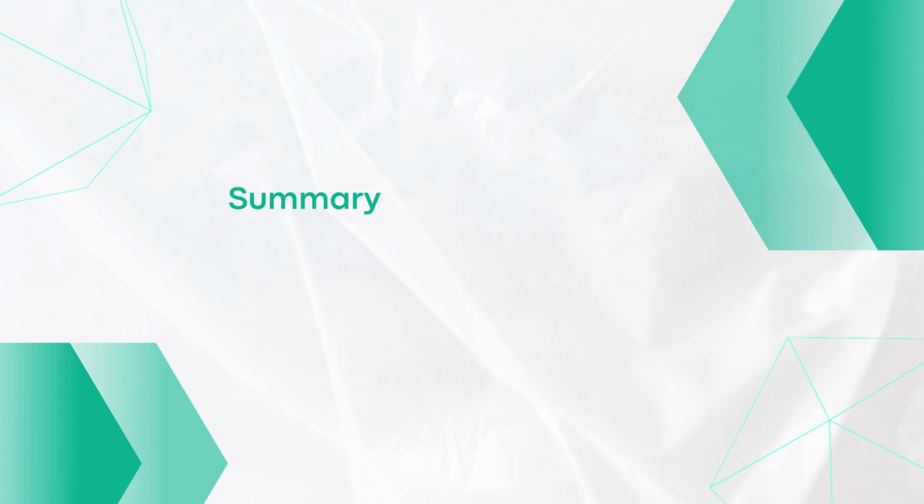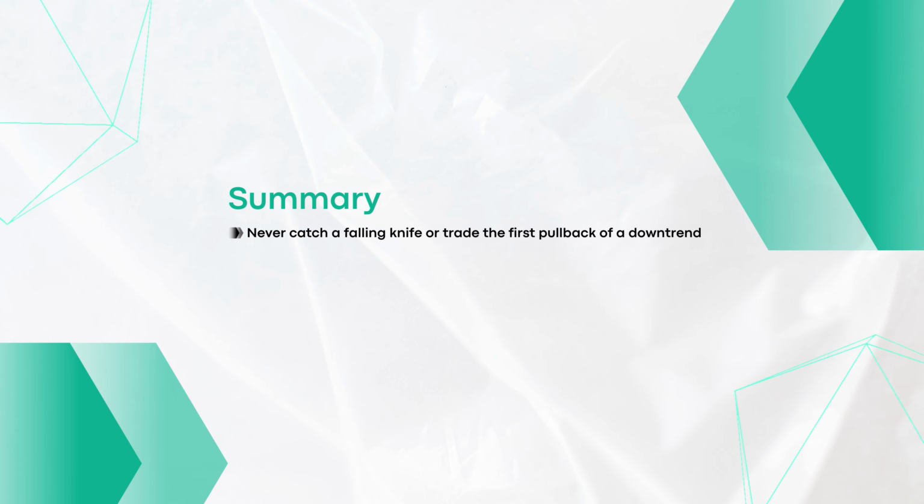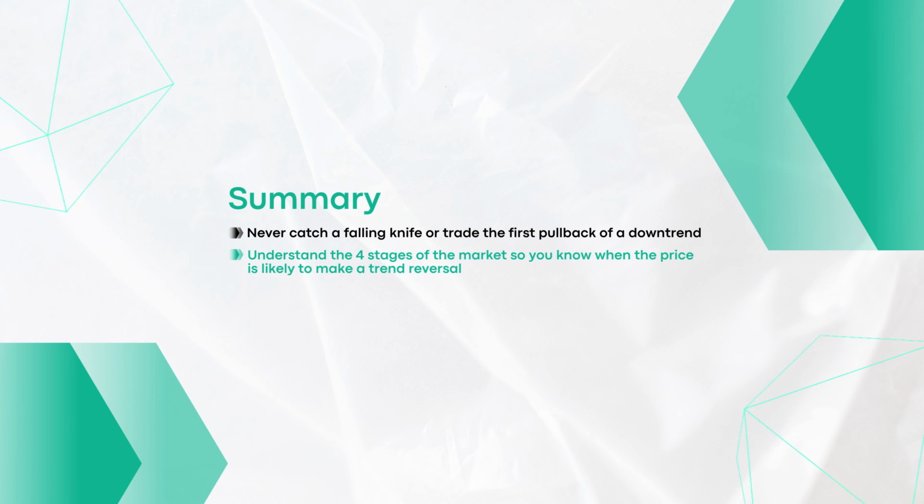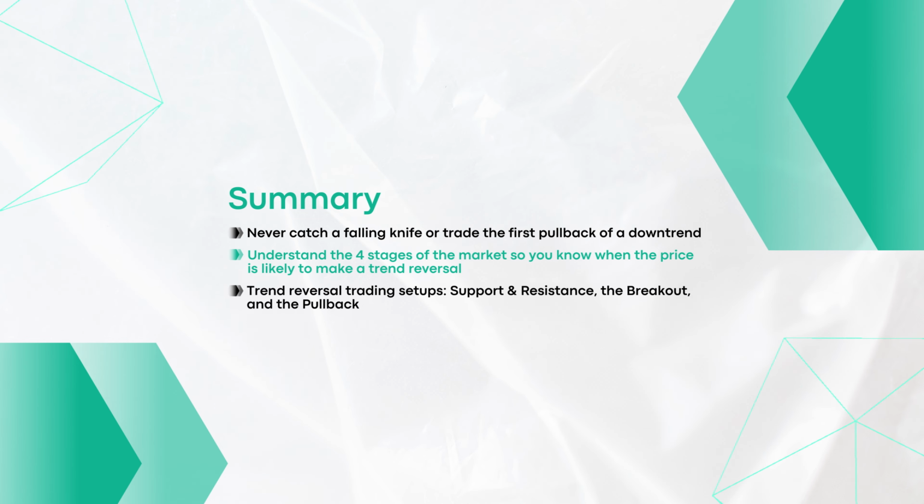Great. Summary. In this trend reversal trading strategy short course, you've learned: never catch a falling knife or trade the first pullback of a downtrend. Understand the 4 stages of the market, so you know when the price is likely to make a trend reversal. Trend reversal trading setups, such as support resistance, the breakout, and the pullback.